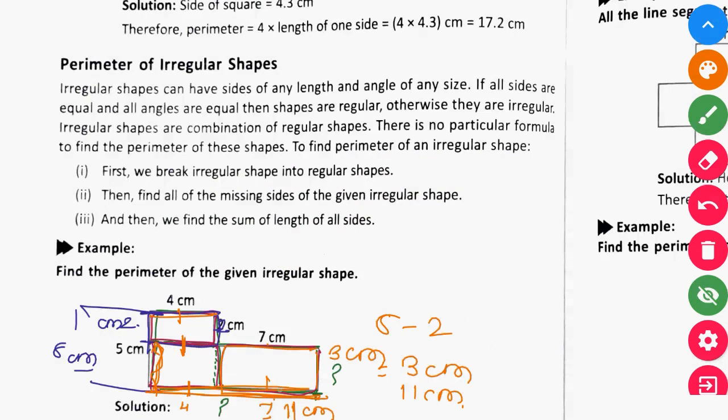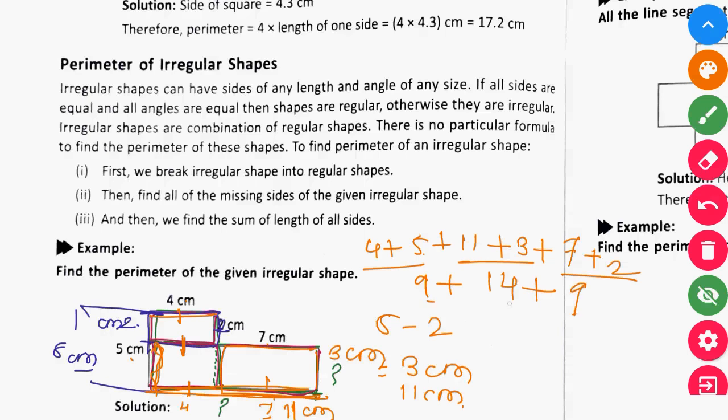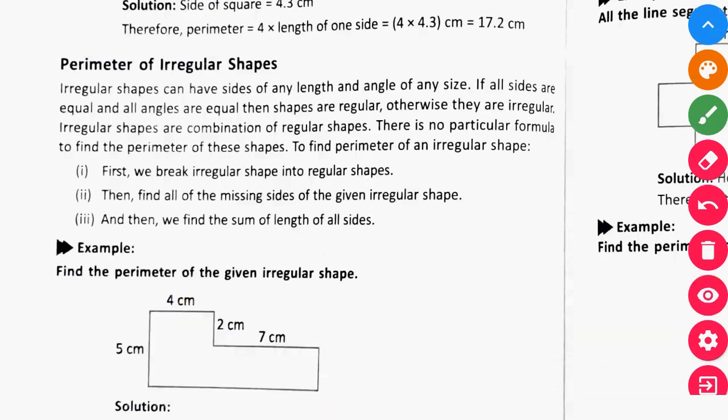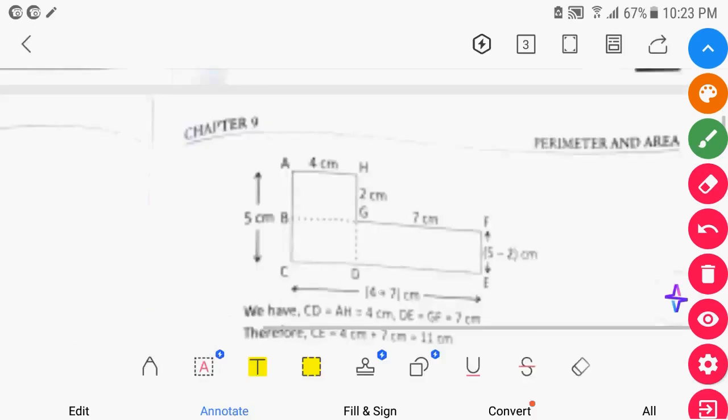Okay, now we just have to add it. 4 plus 5 plus 11 plus this 3 plus 7 plus 2, and 4 we had already taken. So 9 plus 14 plus 9. 9 plus 9 is 18, plus 14. So it is 32 centimeter, the perimeter of the irregular shape.